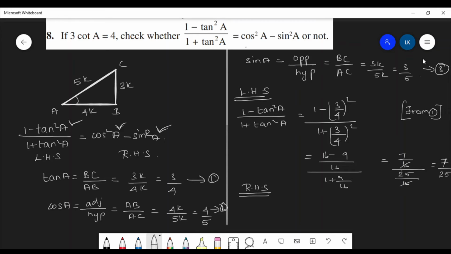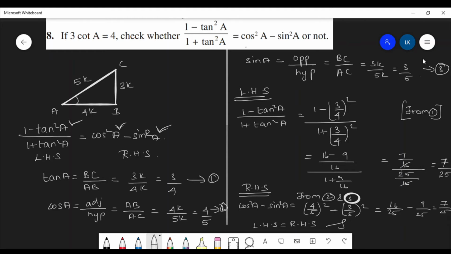RHS is cos square A minus sin square A, which is equal to, from equation 2 and 3, cos square A value is (4/5) whole square and sin square A value is (3/5) whole square, which is equal to 16/25 minus 9/25, which is equal to 7/25. Hence LHS is equal to RHS, hence proved.